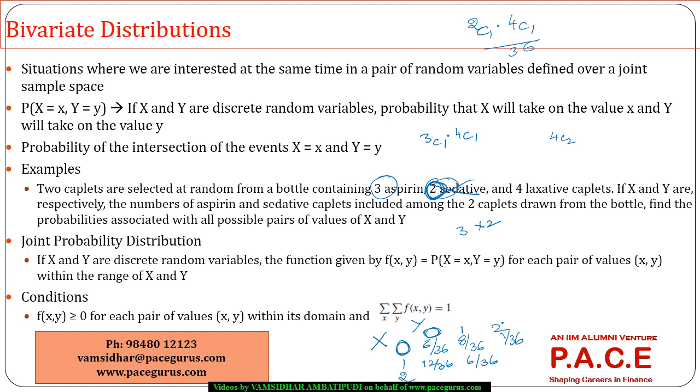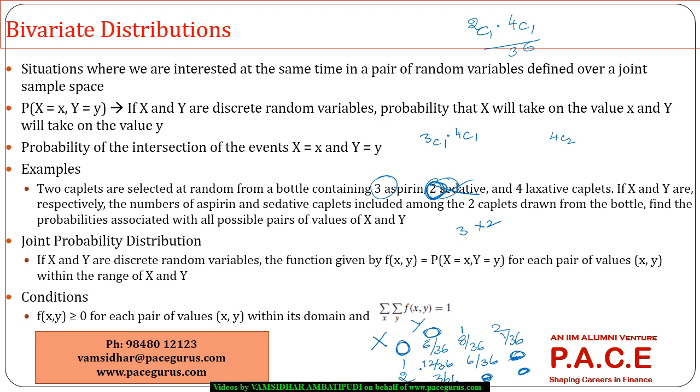1 aspirin and 2 sedatives can't be picked at all because I'm picking only 2 of them altogether. Then 2 aspirin, 0 sedatives, so 3C2 ways, making it 3 by 36. 2 aspirin, 1 sedative cannot be picked. So these are all zeros because that's not possible. I can't pick more than 2.